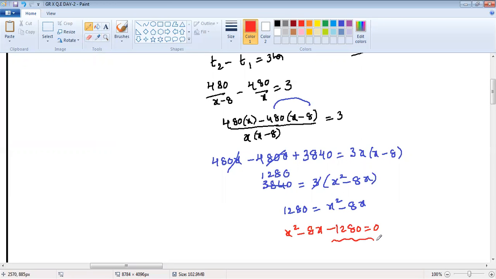So what we are trying to do is write it in the form of ax square plus bx plus c is equal to 0. Therefore, it is a quadratic equation. Have you understood this one? First exercise. Yes, sir. So next.